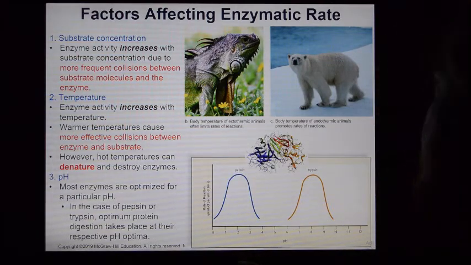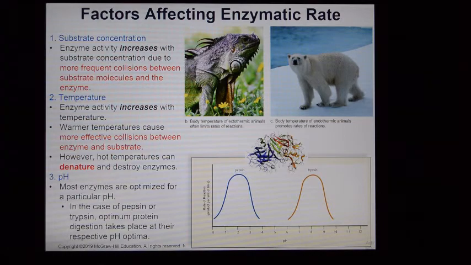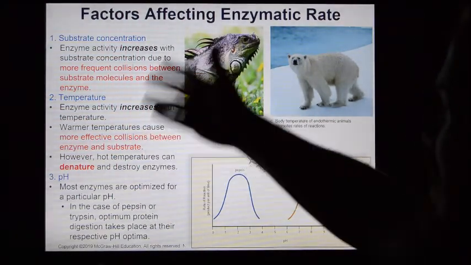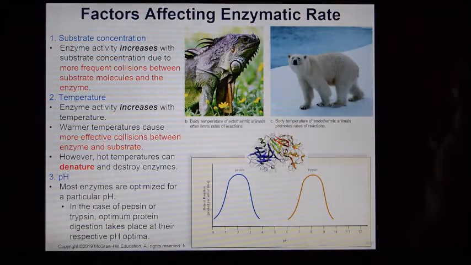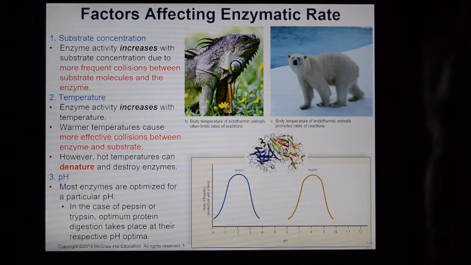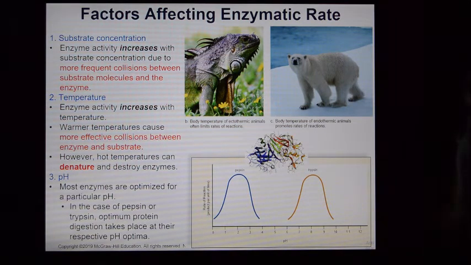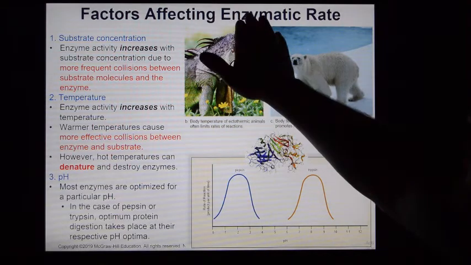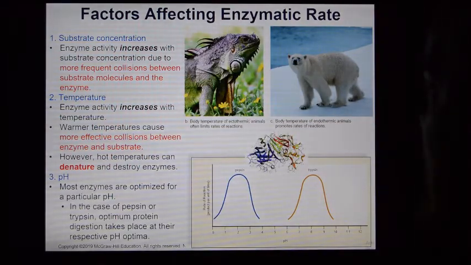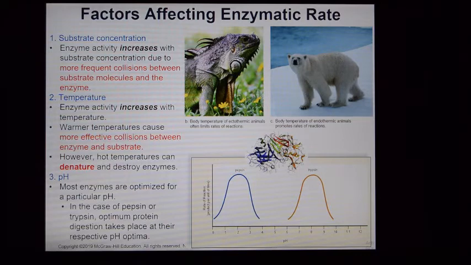Alright, good. Let's see. Factors affecting enzymatic rate. Oh yeah, absolutely. So there are several, but three that we're going to talk about here are substrate concentration, temperature, and pH that affect enzymatic rate. So enzymatic rate is how fast or how slow an enzyme works. Alright, substrate concentration. Think about it like this.